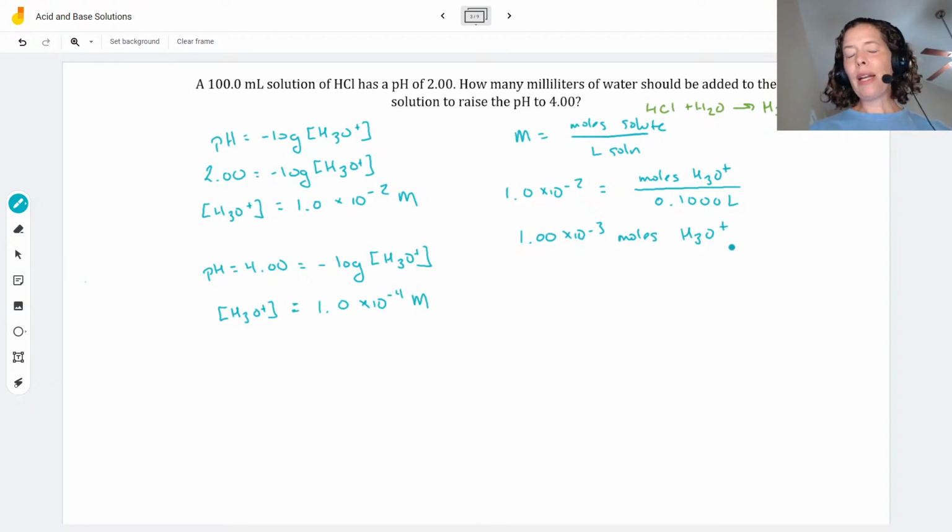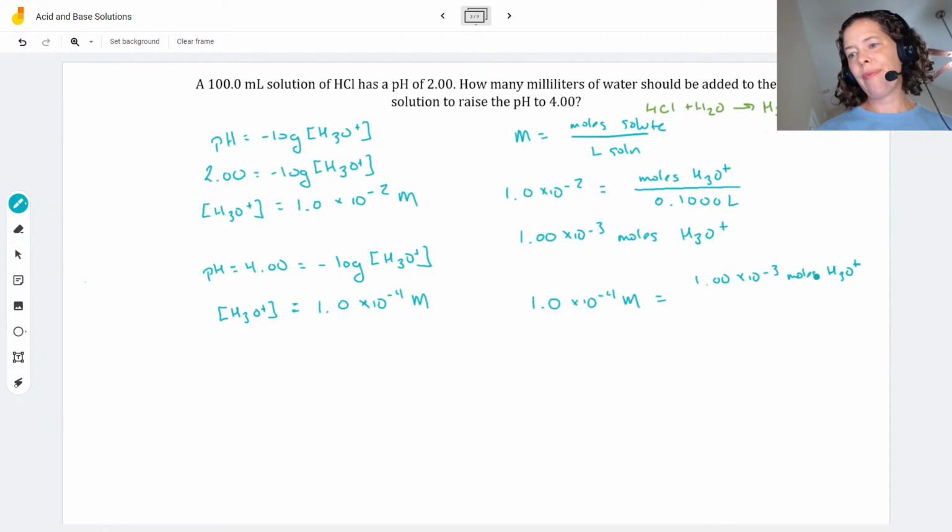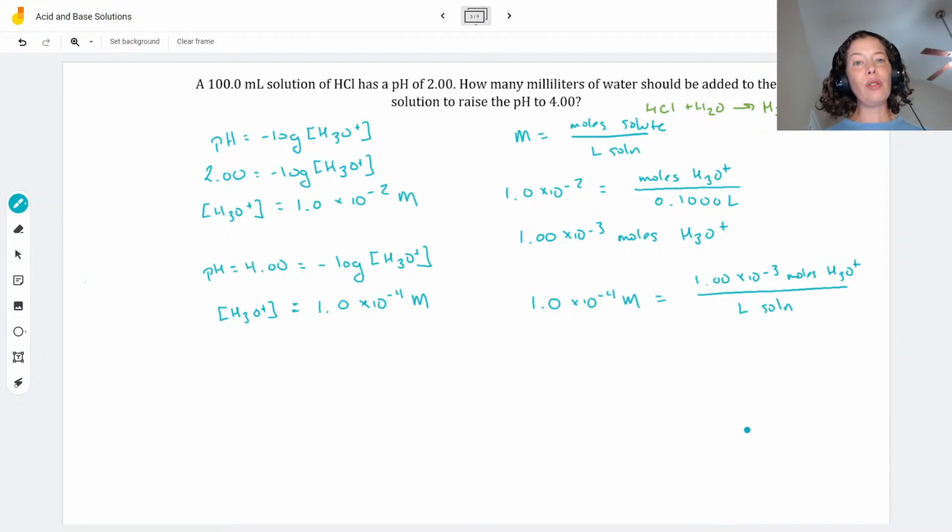Okay, I know my number of moles in this solution. I know my concentration. I can calculate my liters of solution. Again, I'm going back to this equation here, but now I've got a new solution. Okay, so I have my concentration again here for my pH of 4. I know my moles of hydronium. This is moles of hydronium. And now I'm going to calculate my liters of solution for this particular solution of a pH of 4.